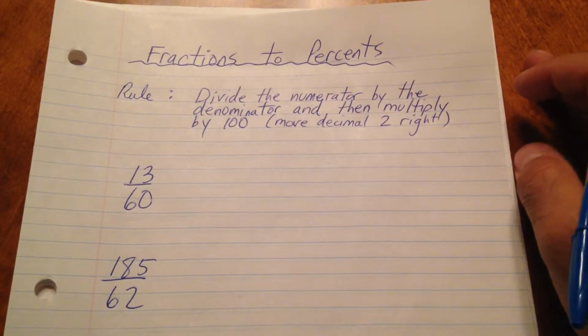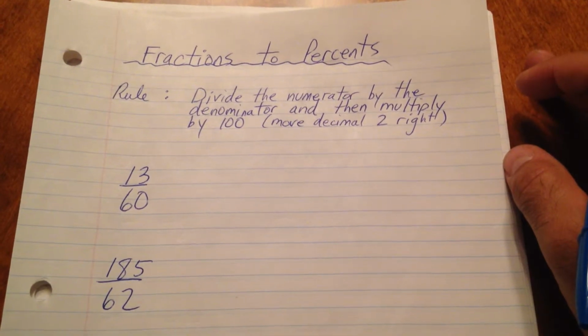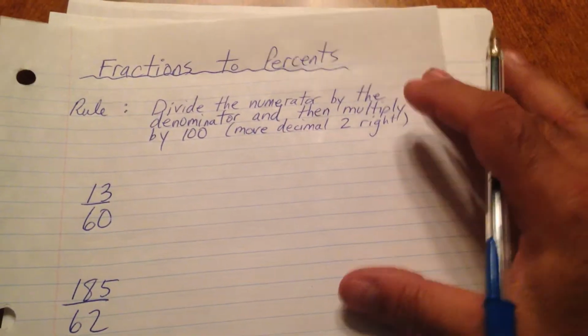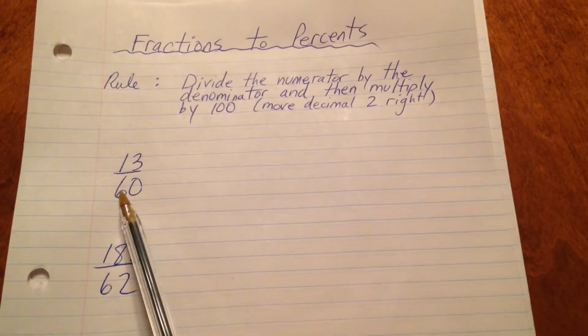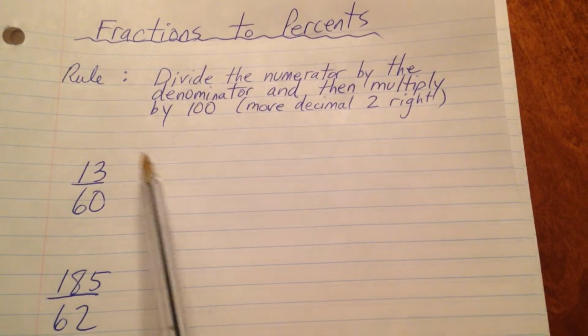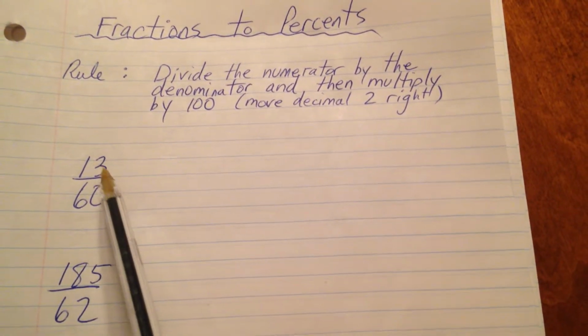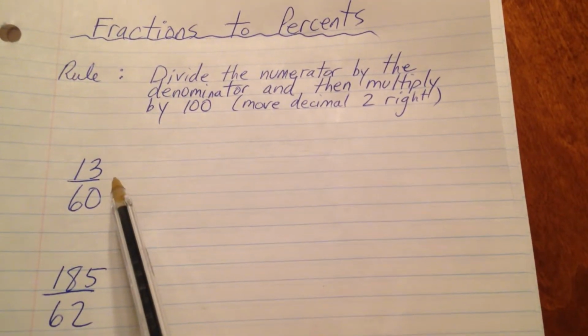All right, and this is another conversion. So converting a fraction to a percent. So very simple. The rule is a little bit longer. So when you see a fraction and you're asked to change it to a percent, here's the rule. You will divide the numerator by the denominator. So this number divided by this number, and then multiply that answer by 100.